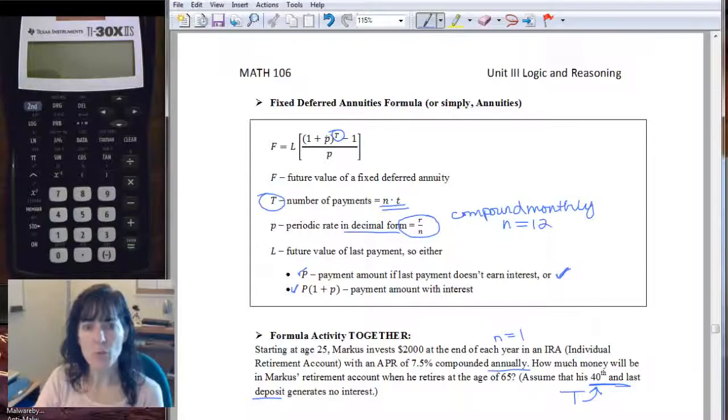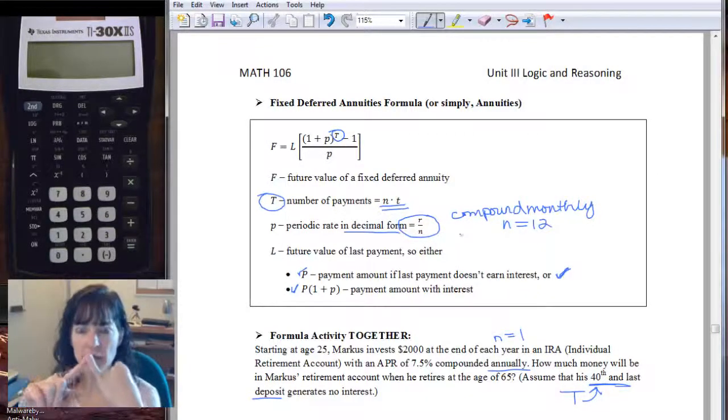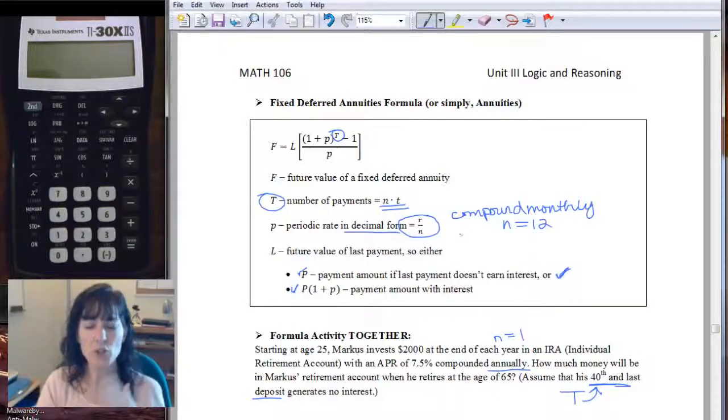We take the 1 plus little p, raise it to the T power, and then subtract 1. And then after we do that, we're going to divide the whole thing by that little p, which is that r over n again. So what we want to do is calculate the big T and calculate the little p. Then fill in our formula. And then use those in their decimal forms in the formula. And I'll show you how to do that.